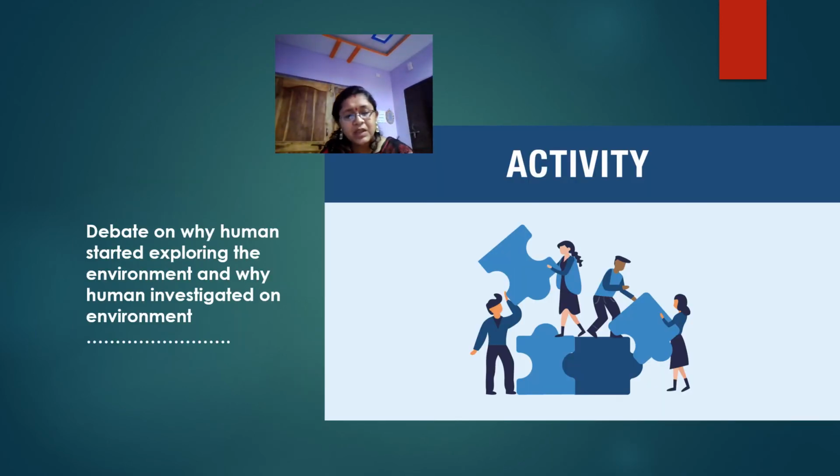So this is the activity. What we will be doing is looking at how a human started exploring the environment and why he investigated it. The first reason he explored is to satisfy his needs, right? In order to satisfy his needs, in order to fulfill his desires, firstly he wanted to eat, to live. Okay, to live, he wanted to eat.